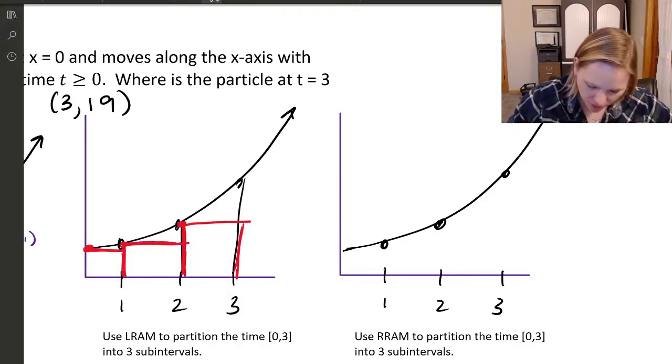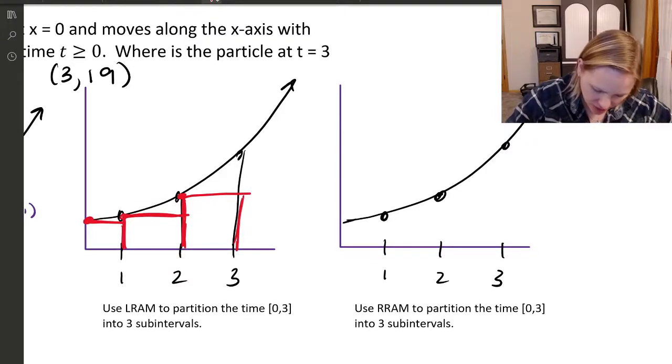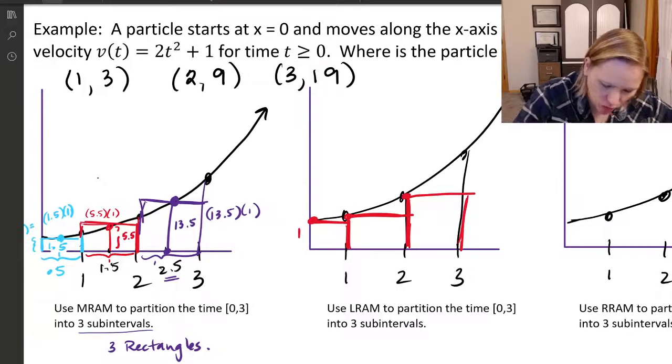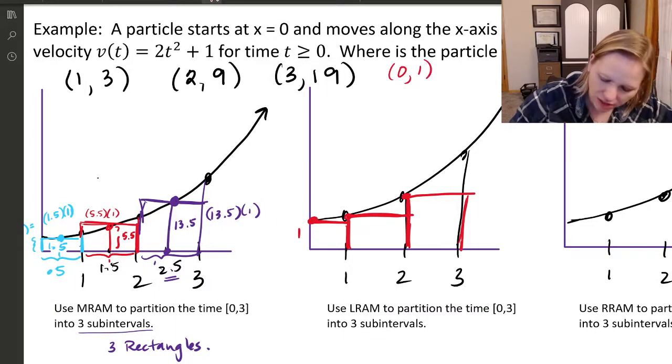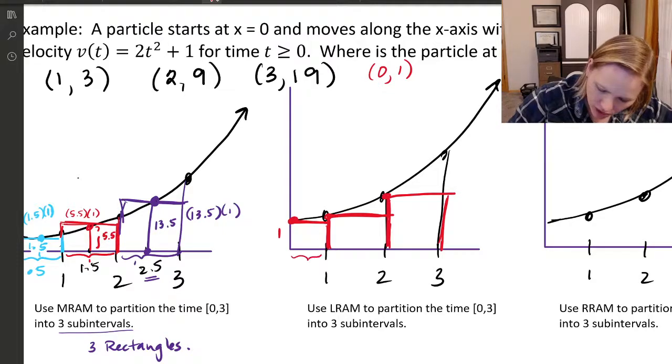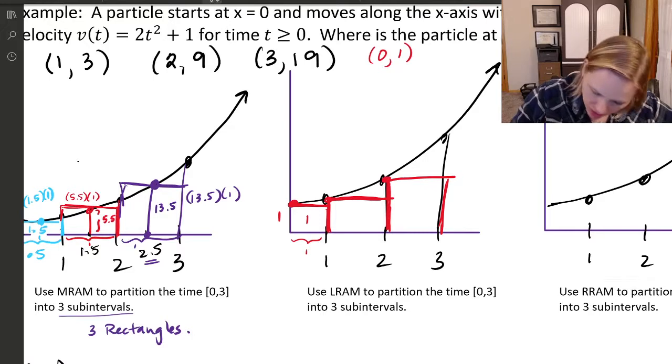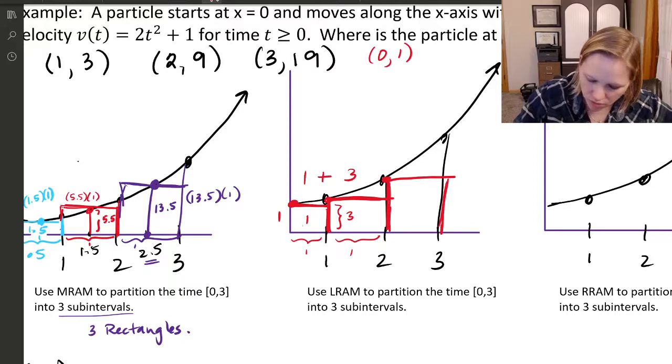Now, the height of the first rectangle is this value 1, because that's my other point. So I have 1, 3, 2, 9, 3, 19, and I forgot to write down 0, 1. So the height here is 1, the width is 1, so the area is 1 times 1, or 1. Here, the height of the second rectangle, 1, 3, is 3. The width is 1, so 3 times 1 is 3. So far, my areas are 1 plus 3.